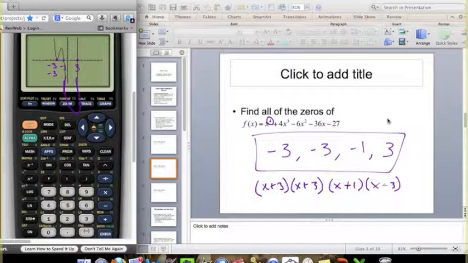Where did I get this to zoom out? Zoom standard.